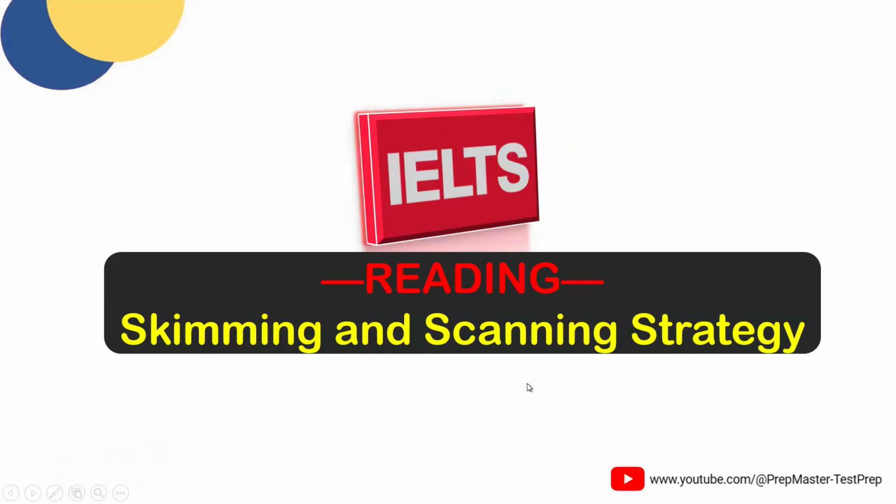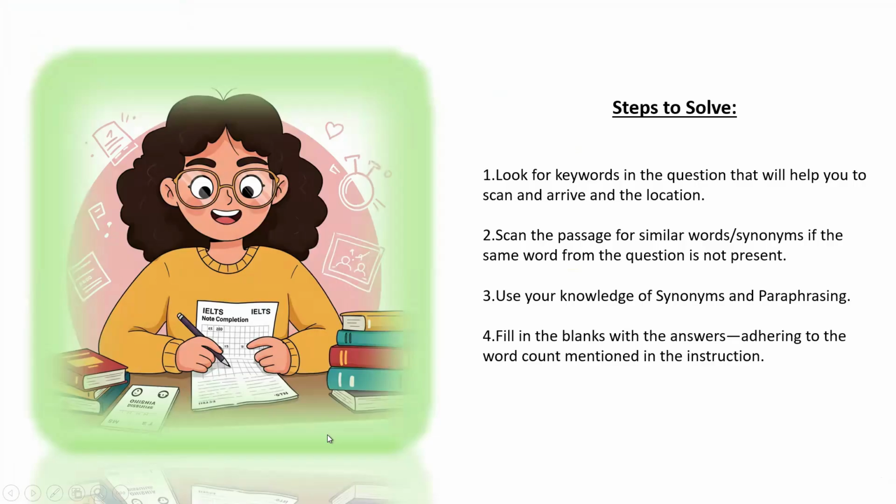Yes, IELTS reading, skimming and scanning strategy. How does it work? For example, you have to apply skimming and scanning in a fill in the blanks question type. First, read the question. Look for the keywords in the question that will help you scan and arrive at the location. For example, let's say you read the question and there is a proper noun there. So you take that proper noun as your keyword, start scanning from first paragraph, first line as it is written here in the second point, and arrive at the sentence where the same word is there.